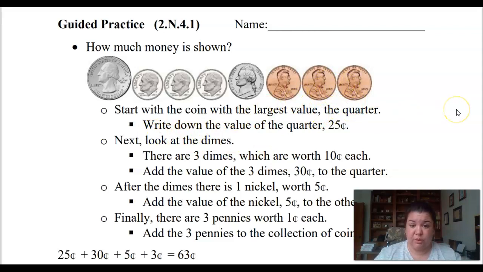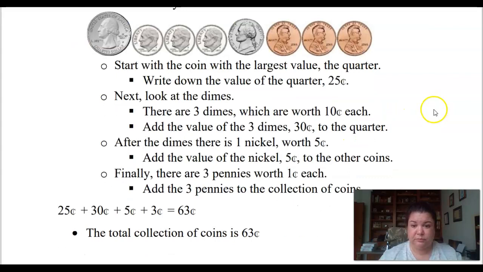Okay, so start with the coin with the largest value. Not largest in size. It is the largest in size, but when we see the dimes, they're worth more than the nickels, but they're small. They're really small. So you're going to write down the value of the quarters, 25 cents. If you have a whiteboard or paper, I want you to write 25 cents down and write the cent symbol. I need you to get used to writing that. It's good for you.